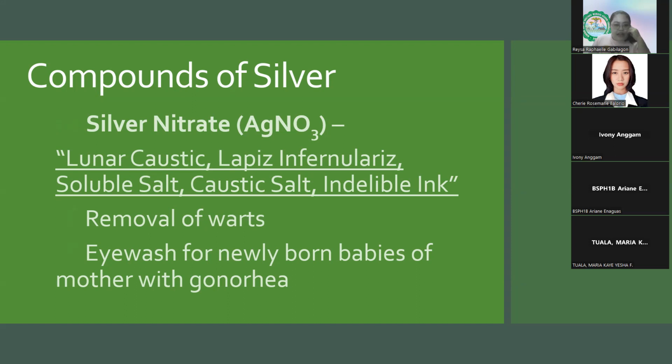So, si silver nitrate, we have here other names of the silver nitrate: the lunar caustic, lapis infernalis, soluble salt, the caustic salt, and ito yung tinatawag natin na indelible ink. So from the name itself, indelible ink, this will really stain. So like if you have spillage of silver nitrate in the laboratory table or even on the floor, it will really stain. So color brown yung stain na to, and since it's indelible, mahirap siyang tanggalin, class, ang stain ng silver nitrate.